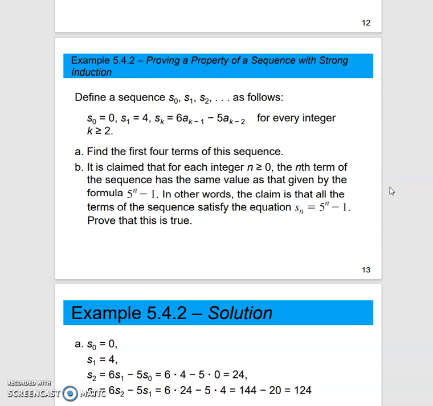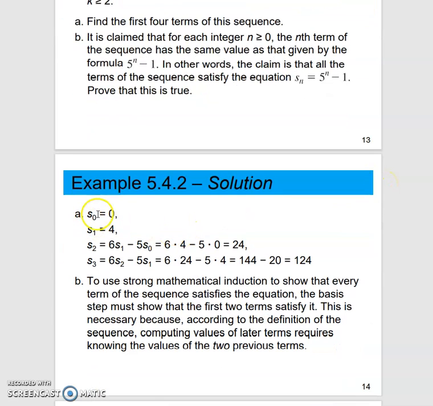All right, so let's look at a sequence. And so here I've got s, so s sub 0 is 0, s sub 1 is 4. And then to get the other ones, I'm going to take 6 times a sub k minus 1 minus 5 times a sub k minus 2. In other words, the one immediately previous and then the one 2 priors. So once again, let's generate the first few terms. So we've got 0 and 4, and then it'll be 6 times 4 minus 5 times 0 is 24. And then 6 times 24 minus 5 times 4, which will end up getting us 124.